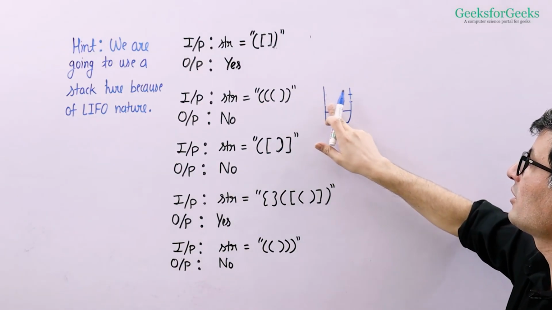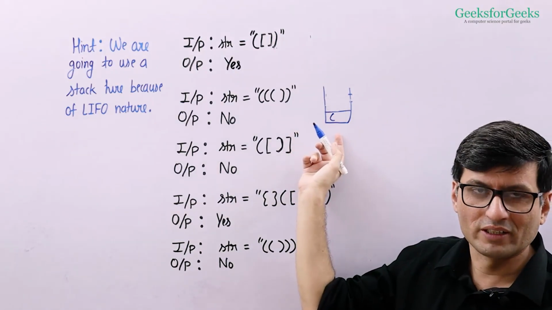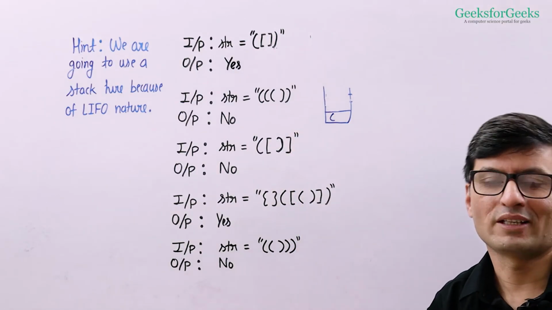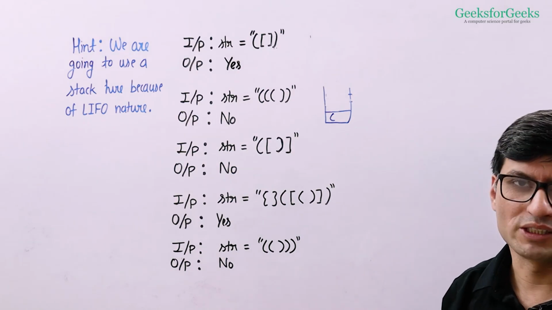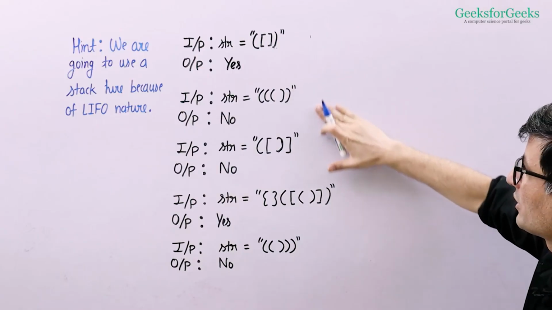Now we have processed the whole string, but our stack contains one opening bracket, which clearly means there is an extra opening bracket. So the parentheses are not balanced. So we are going to return false in this case.